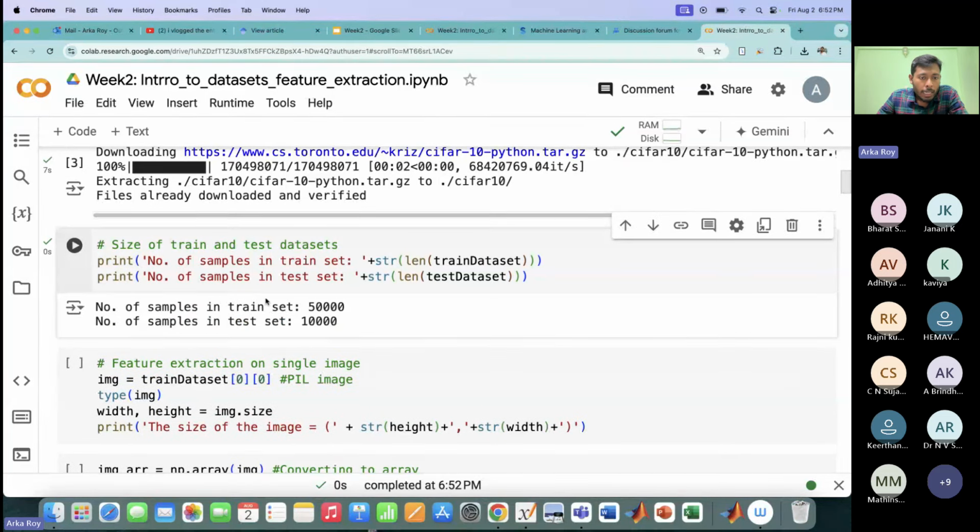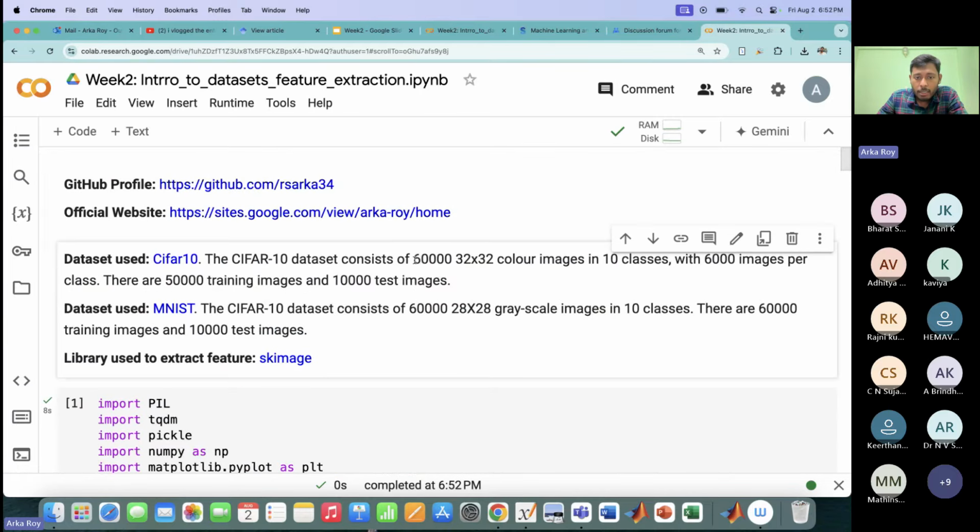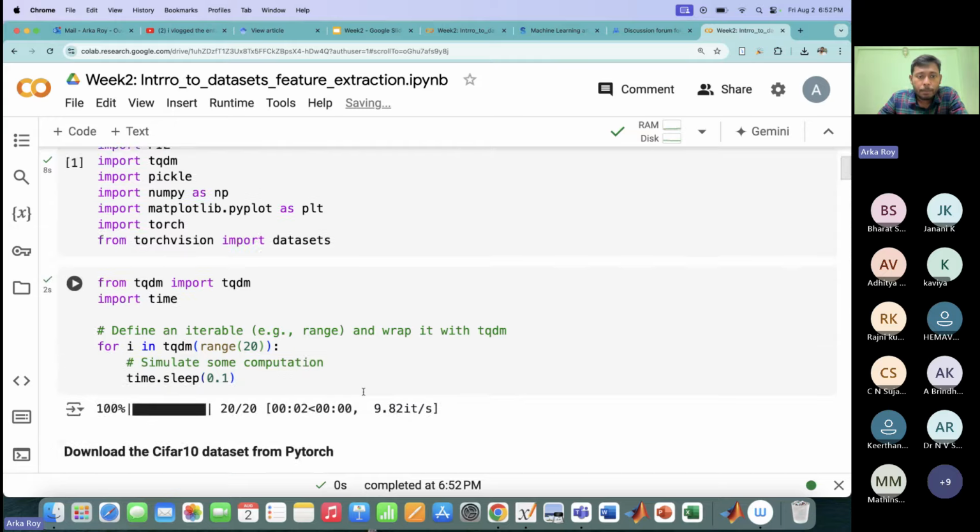And the thing is that in case of CIFAR10, as we have already discussed, the CIFAR10 dataset comprises 60,000 images. In the training folder, you have 50,000 images, and in the testing set, you have 10,000 images. So that is why the total number of images is basically 60,000. Fine.